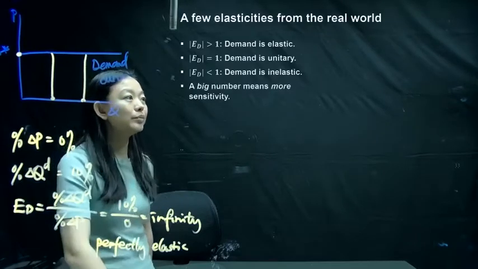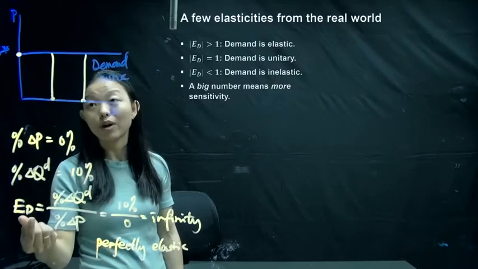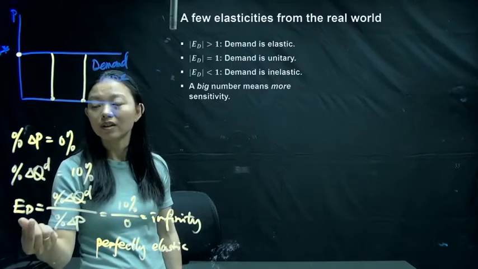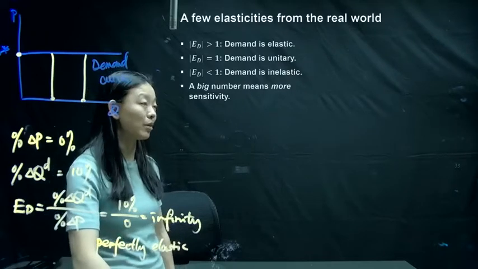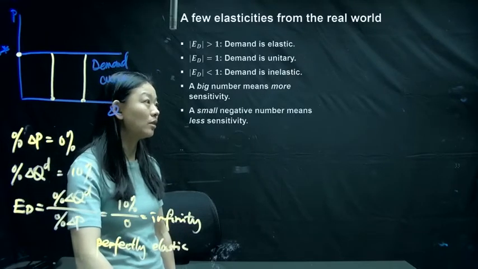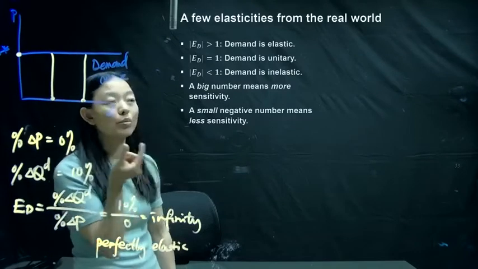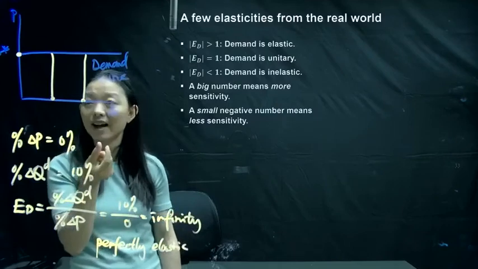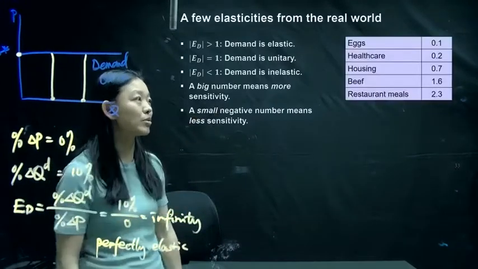Okay, so a big number here means the price elasticity will become more elastic, okay, more sensitive to price change. A small number here means it will become less elastic. Okay, so those are some examples from the real world.